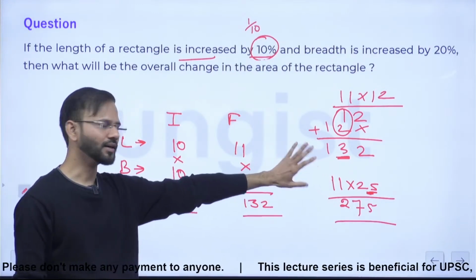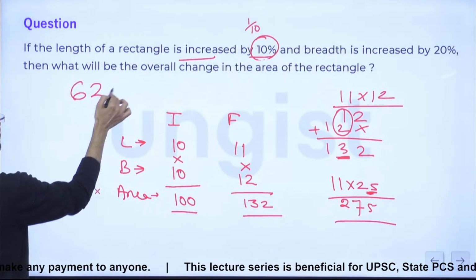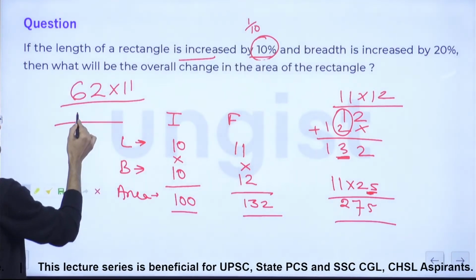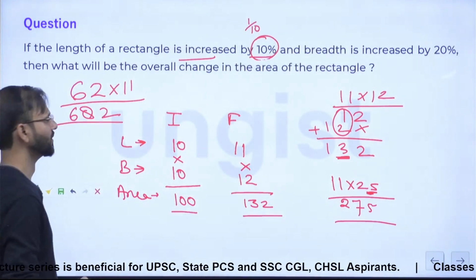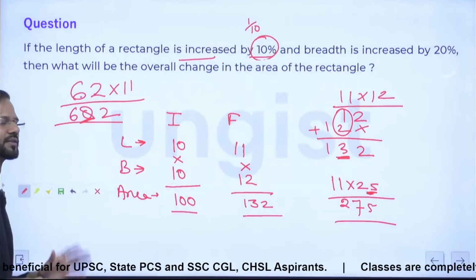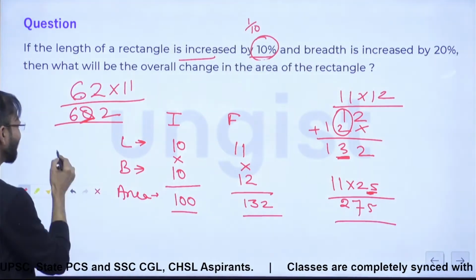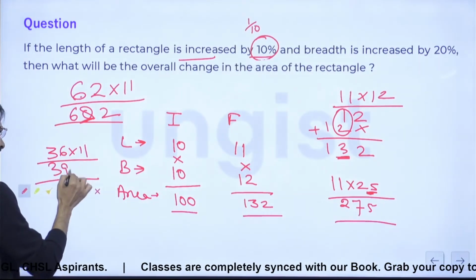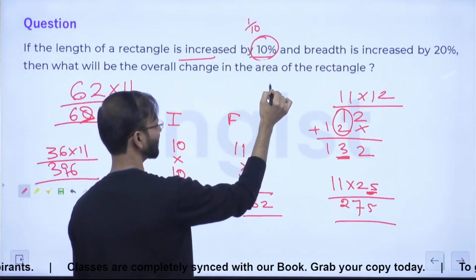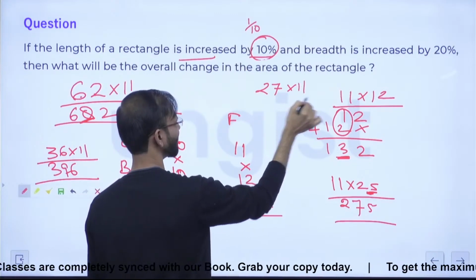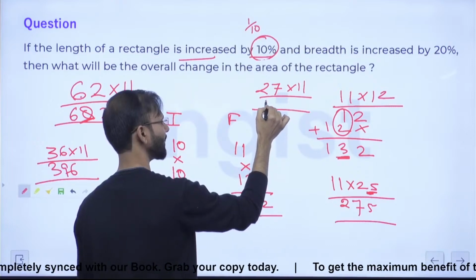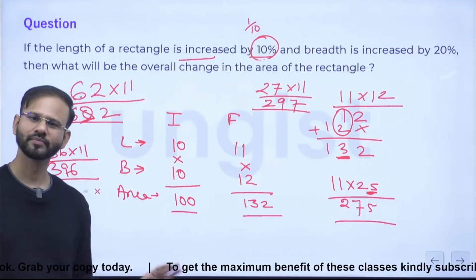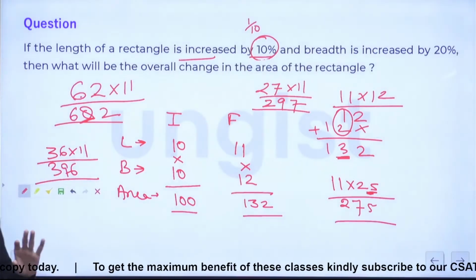Okay, again, tell me. 62 into 11, what will be the answer? Yes, speak. 682. The sum of these two will be written here. That's it. Again, 36 into 11, guys, quick. Vaishali, you tell. Yes, very good. Again one more. Aditya, this time you will tell. 27 into 11, what is the answer? Yes, very good. Everybody fine now? It's clear now? All of you? Vaishali, what happened? Did you understand?